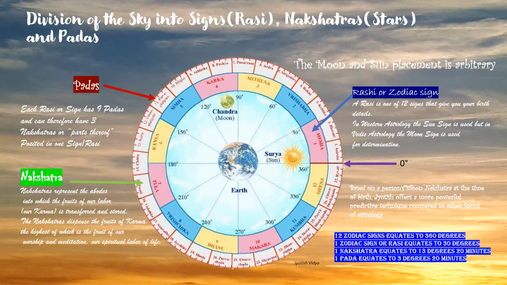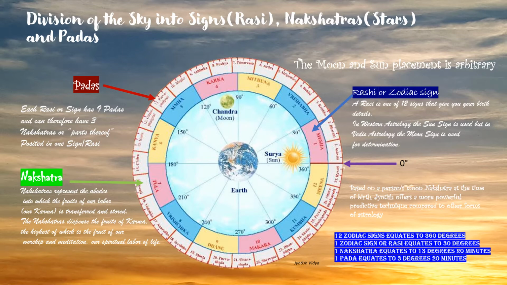When we take a deeper look into the nakshatras, or the division of the sky into the signs, the rashis, the nakshatras, the stars and the padas, this is what we see. The zodiac sky is divided into 12 signs, starting from Aries and ending with Pisces. And each of these zodiac or rashi signs are divided into nakshatras, which are further divided into padas, and each rashi or sign has 9 padas and can therefore have 3 nakshatras in each rashi.